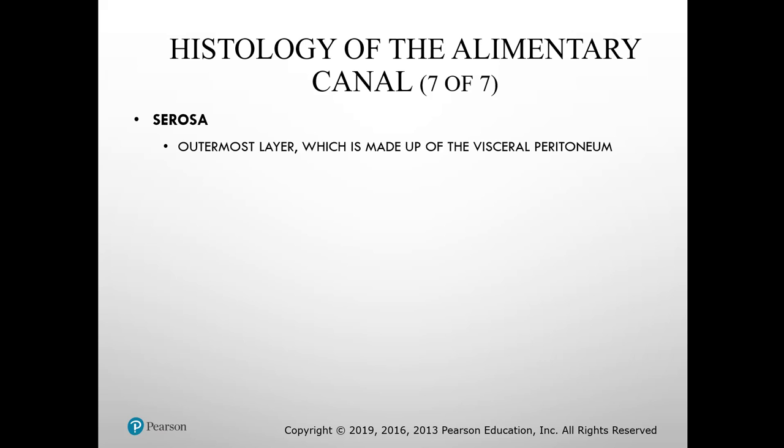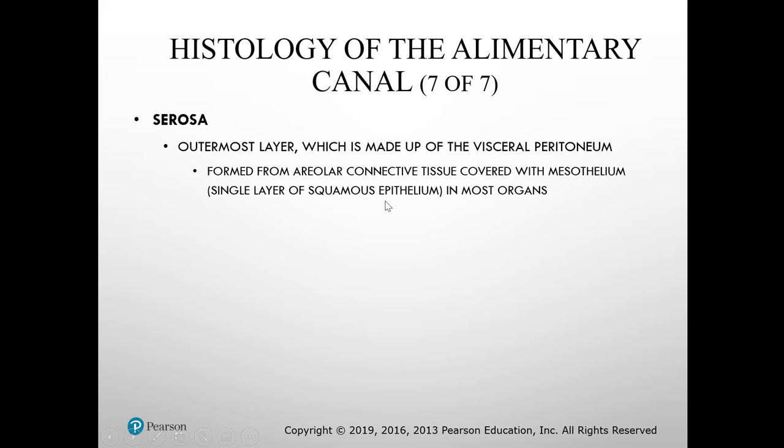The outside of the tube is covered by a serosa. This is the outermost layer. It's made up of the visceral peritoneum that we're talking about. It's formed from areolar connective tissue that's covered with a single layer of squamous epithelium in most organs. But if the organ is not inside the cavity and is actually in between tissues, then you would not expect a cover of serosa. They are actually covered by fibrous connective tissue, which you call adventitia.